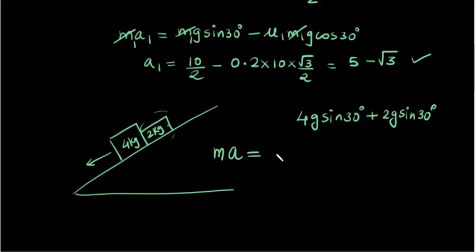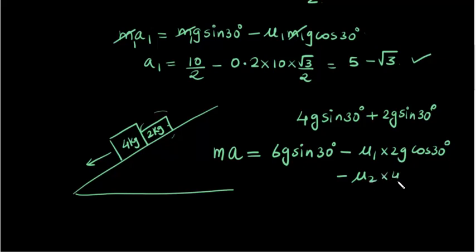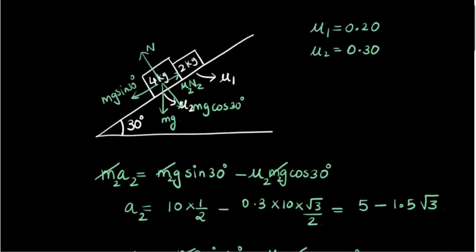So ma is equal to 6g sin 30 minus mu1 into 2g cos 30 minus mu2 into 4g cos 30. Mu1 is 0.2 and mu2 is 0.3.